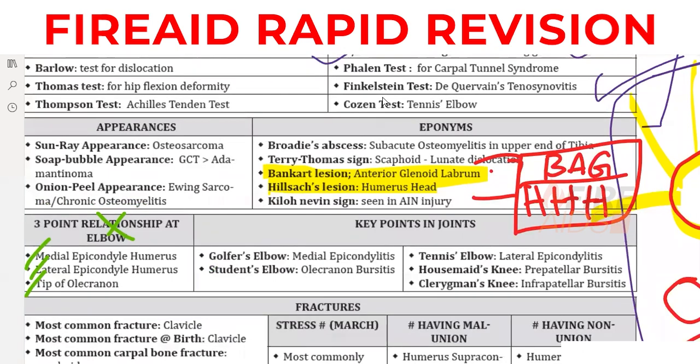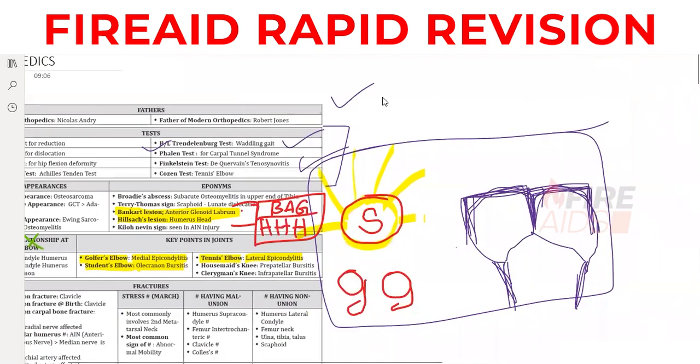The next one is about the joint. The key points that you need to know are golfer's elbow, student's elbow, and tennis elbow. This is about the elbow joint. Golfer's elbow is medial epicondylitis, tennis elbow is lateral epicondylitis, and student's elbow is olecranon bursitis. So you are going to remember them.